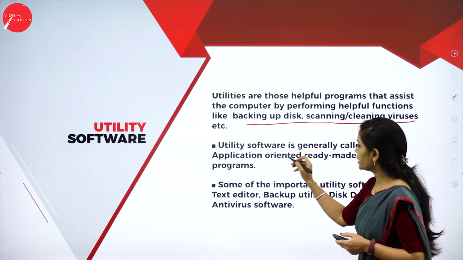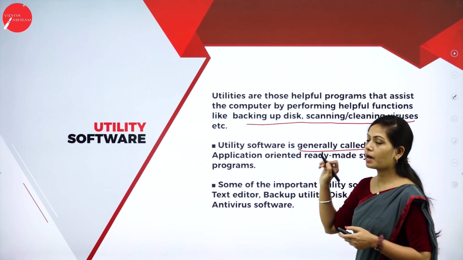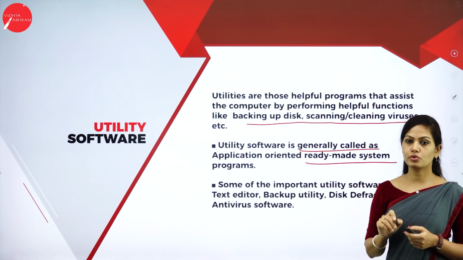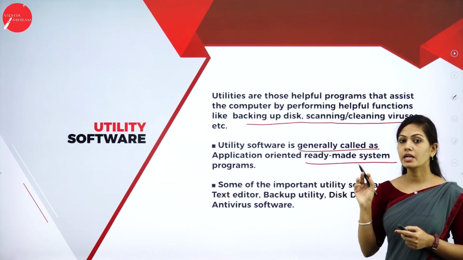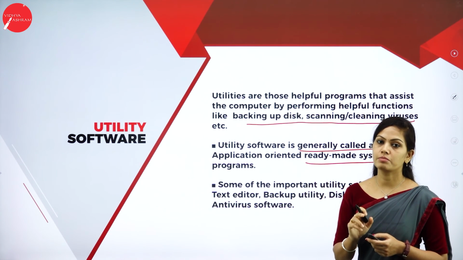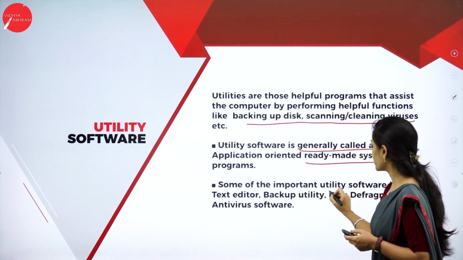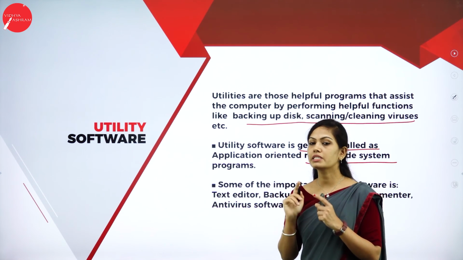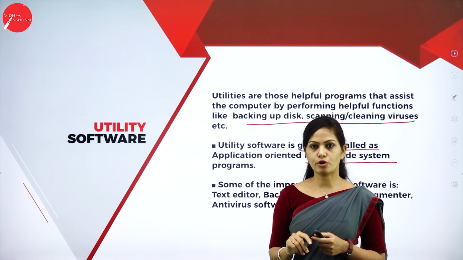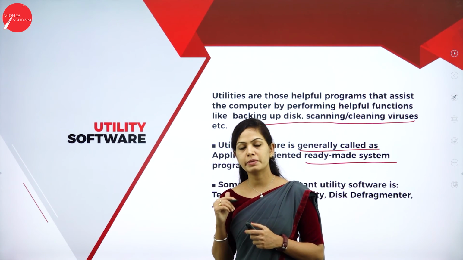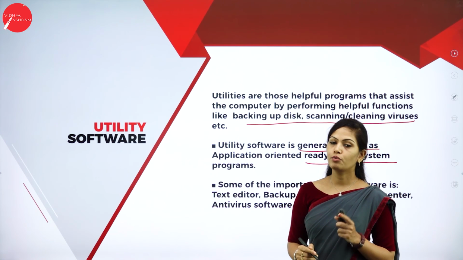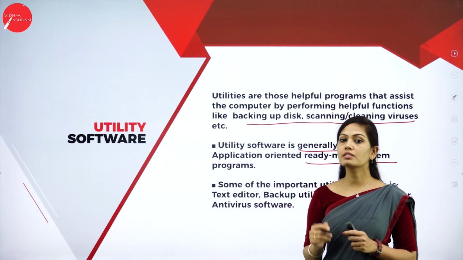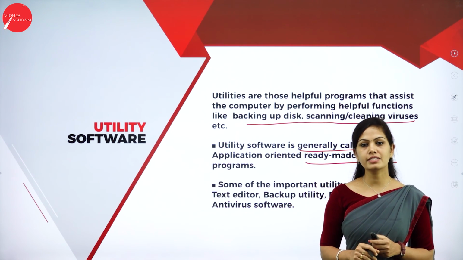Clear? And utility software is generally called application oriented ready-made system programs. Some important utility software are text editors and antivirus software, which are the best examples. So you can expect this as a 2 marks question: What is utility software? Give an example. Examples for utility software are backup software and antivirus software.